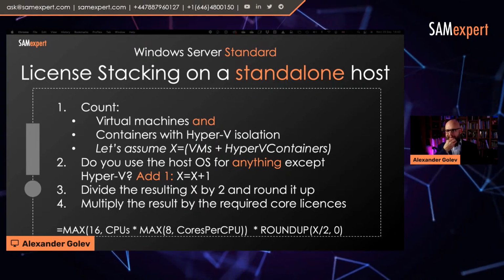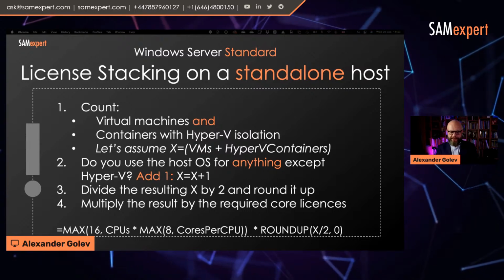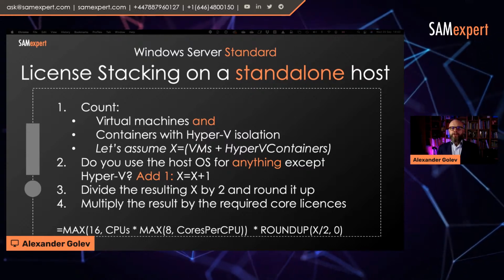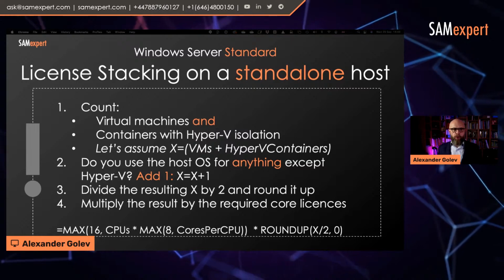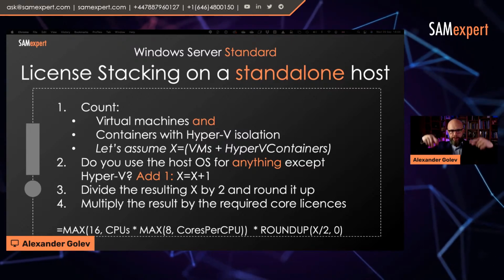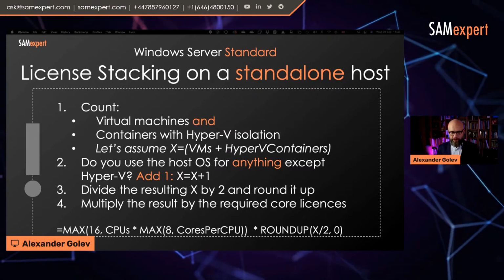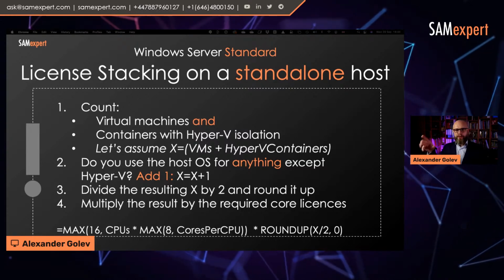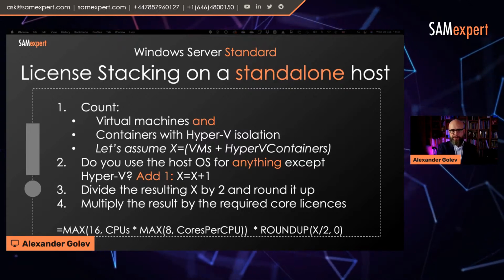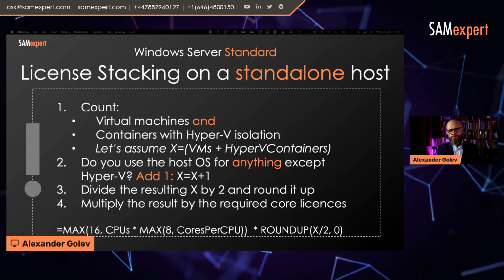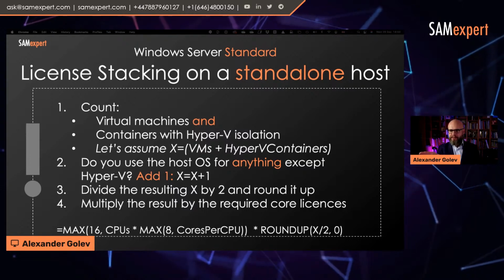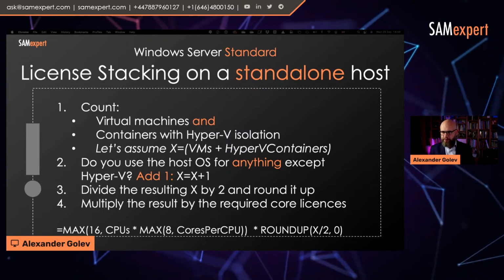You counted 5. Then the question you need to ask yourself is, do I do anything else at the physical layer as well? Because we need to count it, except for just running the Hyper-V or running System Center components managing the host. So I'll give you an example. If you run a SQL Server database at the physical level, you also need to add it to X. So let's assume we run the SQL Server database at the physical level. Now we have number 6. We have 6 licensable operating system environments. Containers with Hyper-V isolation count as operating system environments.